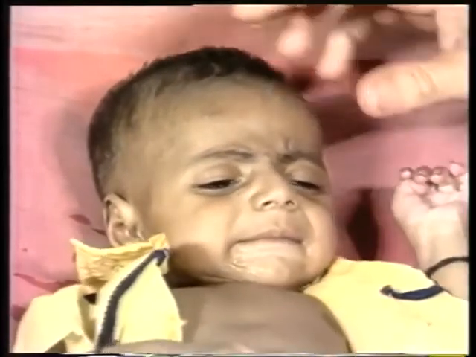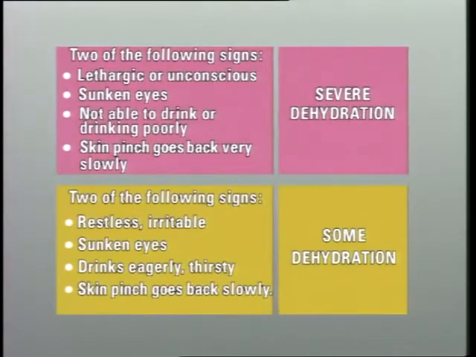Now, let's see how the child's signs relate to the classification chart. Start with the top, pink row. He is not lethargic or unconscious. His eyes are sunken. He does not have the sign not able to drink or drinking poorly. His skin pinch does not go back very slowly. To classify the child as severely dehydrated requires 2 signs in this row. This child has only 1.